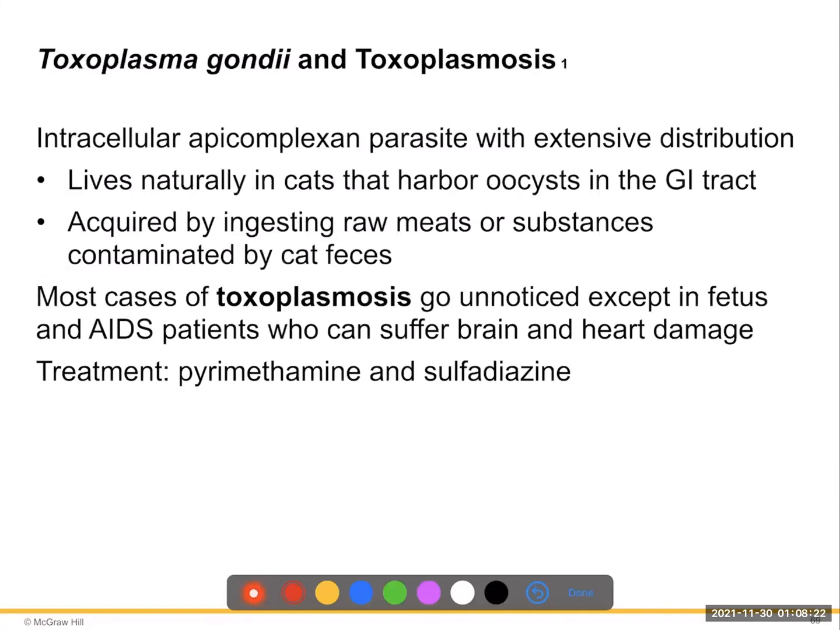Okay. Toxoplasma gondii, toxoplasmosis, okay, intracellular apicomplexan parasites with extensive distribution. They live naturally in cats that harbor oocysts in their digestive tract. Acquired by ingesting raw meat or substances contaminated by cat feces. Most cases of toxoplasmosis go unnoticed, except in fetuses, where we don't have a developed immune system, and AIDS patients who have a very severely limited immune system. Okay? AIDS patients can suffer brain and heart damage from toxoplasmosis.